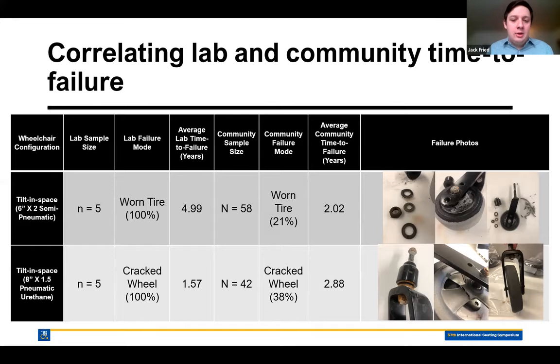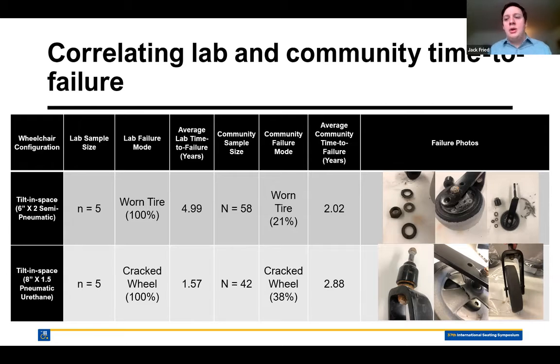And along with the second model, that failed, all 5 models failed by cracked wheel at roughly 1.5 years equivalent. This was the most common failure for this model, 38%. And the average community time to failure for this one is 2.88. And you can see some of these failures in the pictures next to them.